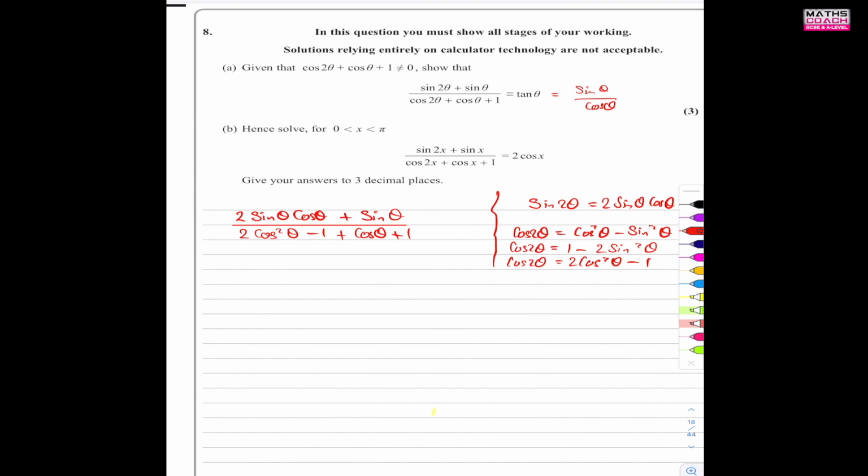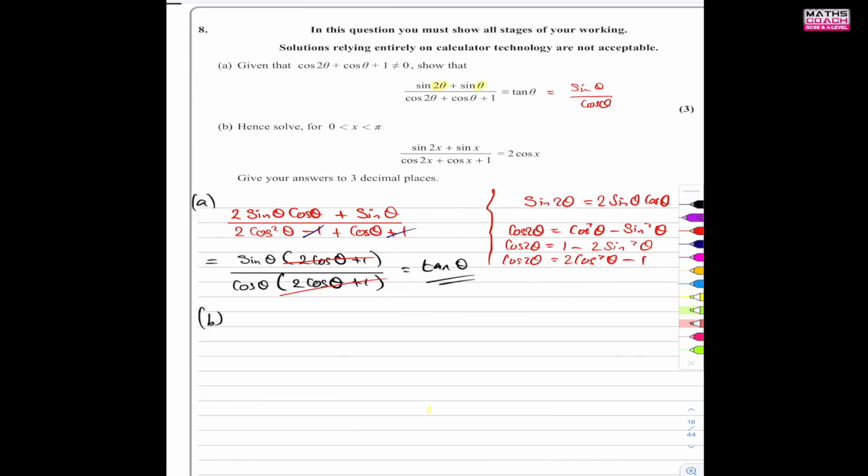So we can knock off the ones here. And now we're going to factorize out the sine theta from the top. So we're left with 2 cos theta plus 1. And if we do the same underneath, factorize out the cos theta from the denominator, you have 2 cos theta plus 1. And you can see that this bracket cancels this bracket off. We get sine over cos, which becomes our tan theta.